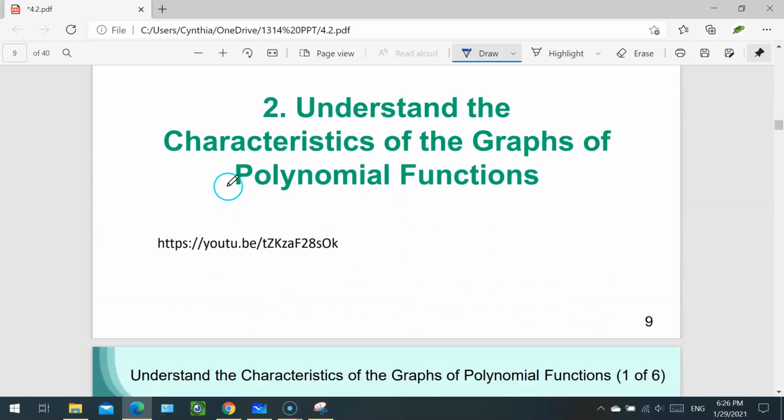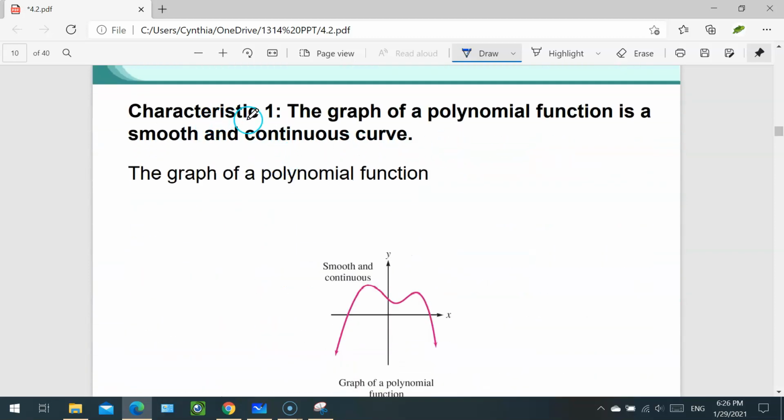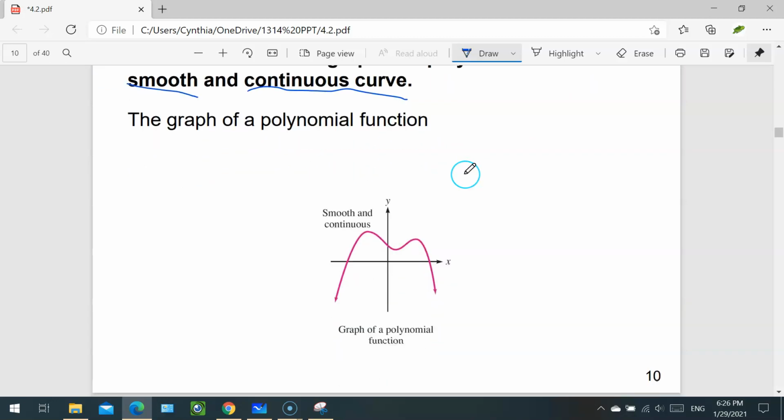Alright, now we move on to the next one. Understand the characteristics of the graph of a polynomial. So the first characteristic: the graph of a polynomial function is a smooth and continuous curve. As you can see, throughout the entire curve, it's a smooth curve. There's no gap, there's no open circle, right? There's no cut. So they are all smooth curves. And that is the characteristic of the polynomial function.